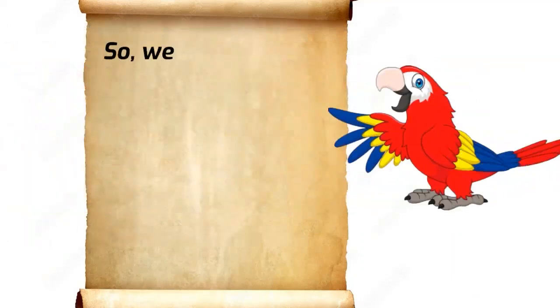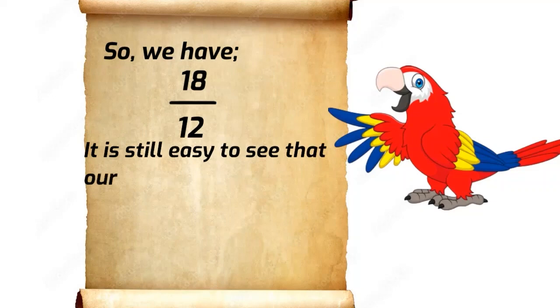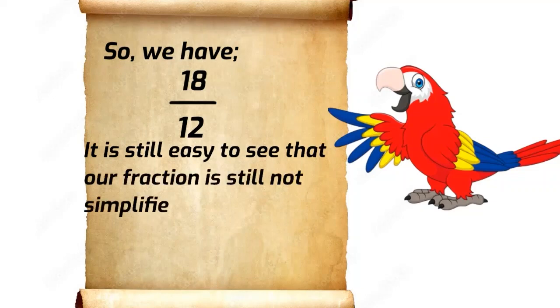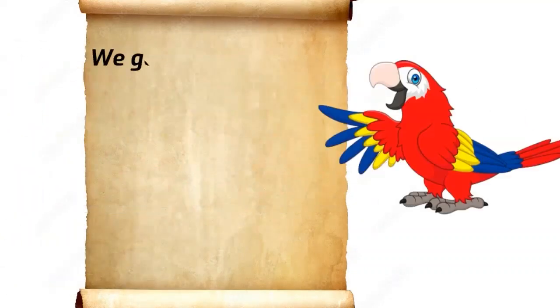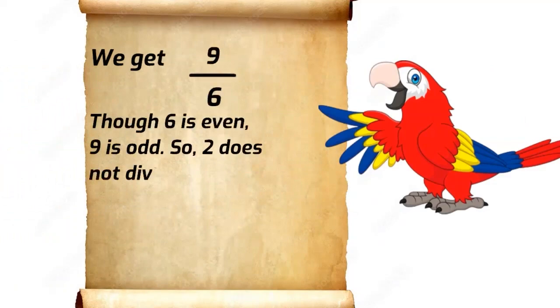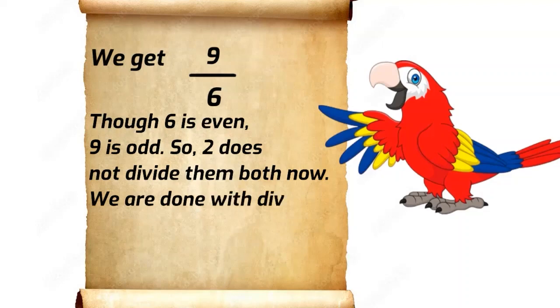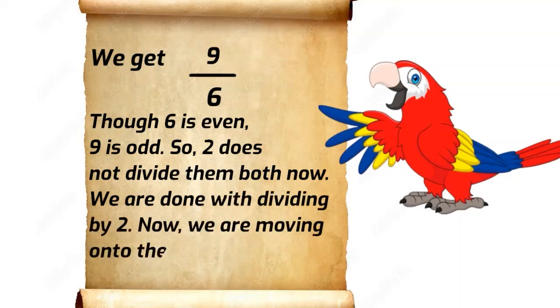So we have 18/12. It is easy to see that our fraction is still not simplified. Both 18 and 12 can be divided by 2. 18 divided by 2 is 9. 12 divided by 2 is 6. We get 9/6. Though 6 is even, 9 is odd. So, 2 does not divide them both now. We are done with dividing by 2. Now, we are moving on to the next prime number, 3.